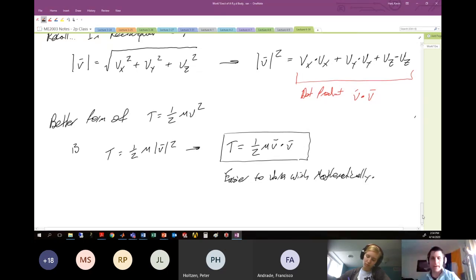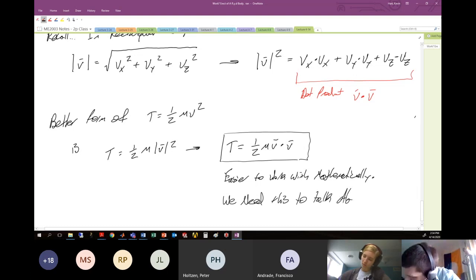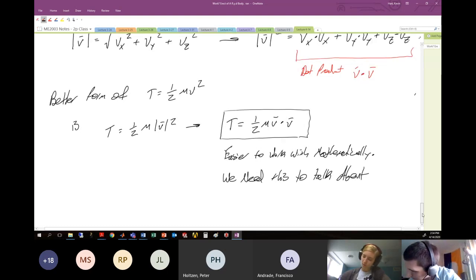All right. And that's nice for us because we're going to have to leverage this general mathematical form of the equation to do some of the derivations required to talk about how the kinetic energy of a rigid body is created. So we need this. Let's talk about the kinetic energy of a rigid body.